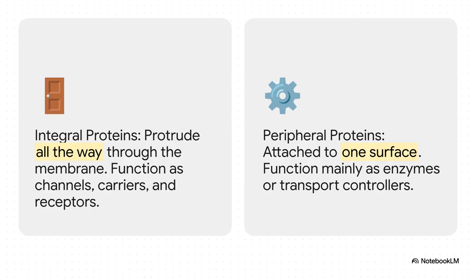Well, that's where these proteins come in. The integral proteins are the big players. They punch all the way through the membrane, acting like tunnels, gates, and selective carriers for specific molecules. They're also the cell's antennas, acting as receptors for signals. The peripheral proteins, on the other hand, just kind of hang out on one surface, often acting as enzymes or helping to control what the integral proteins are doing.